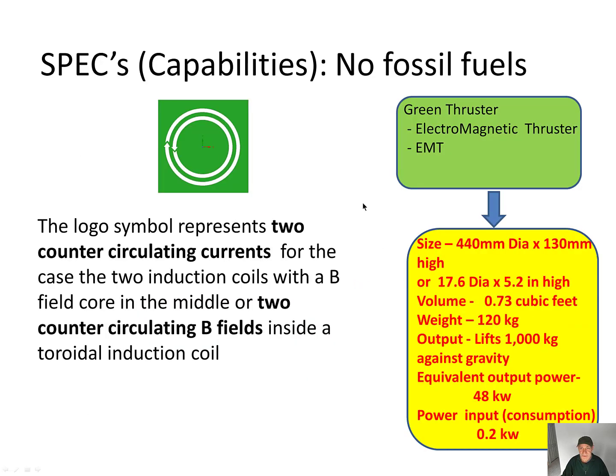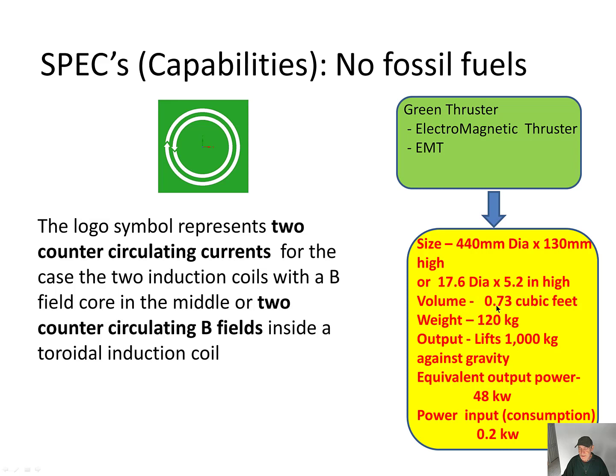So the specs and capability, again, no fossil fuels. The logo symbol represents 2 counter-circulating currents for the case of 2 induction coils with a B field core in the middle, or 2 counter-circulating B fields inside a toroidal induction coil. So the green thruster, electromagnetic thruster, the size is 440 millimeter diameter by 130 millimeter high, or 17.6 inches diameter by 5.2 inches high.